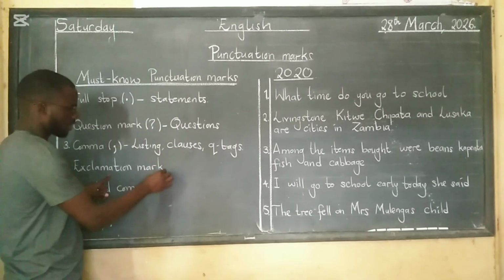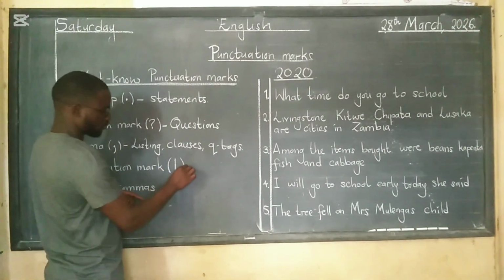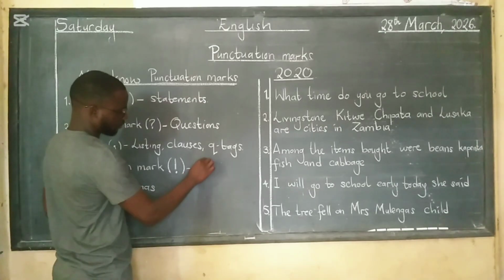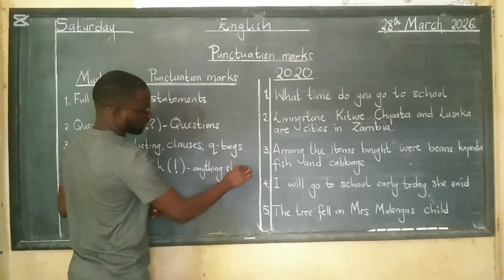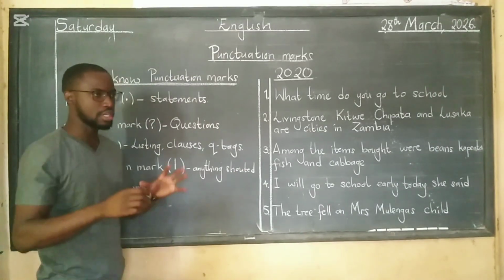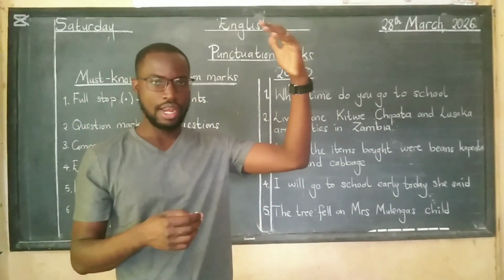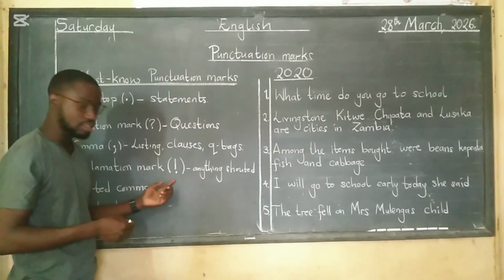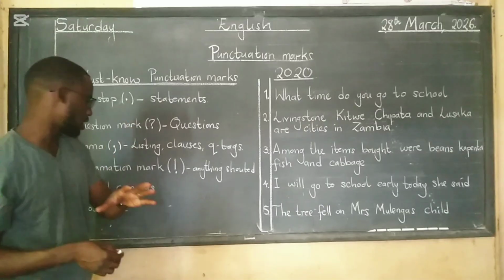Then the exclamation mark looks like this. It is used for anything shouted or exclaimed. So if there's any piece of writing that was said in a high voice, aloud, we use this exclamation mark to show that this part of the text was exclaimed.